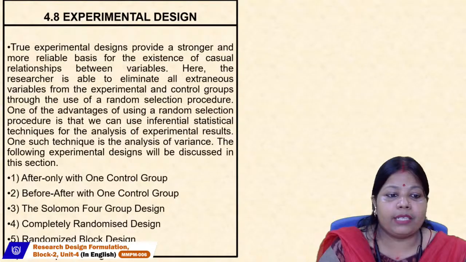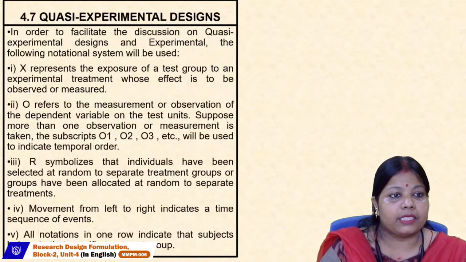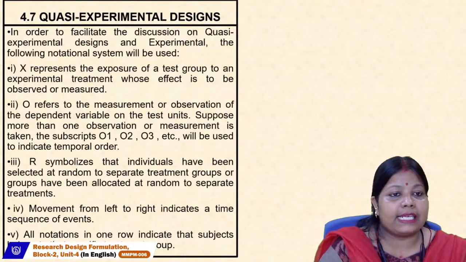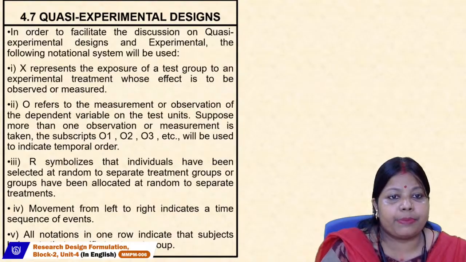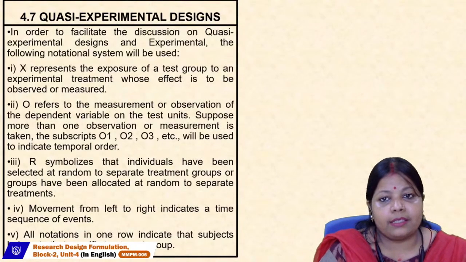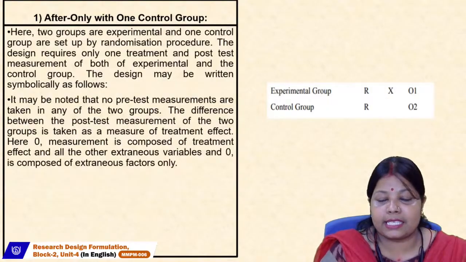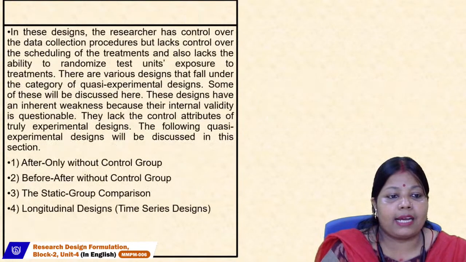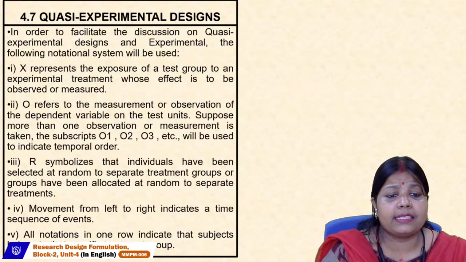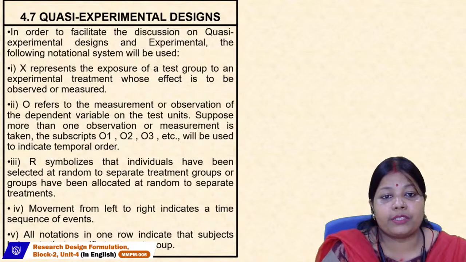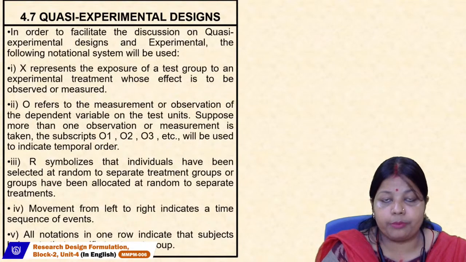So in our previous slide we have discussed what is O2 and what is X. X represents exposure of the test group, or we can say experimental treatment. So here we can see X is the experimental treatment, and what is R? R symbolizes that individuals have been selected at random to separate treatment groups, and X represents exposure of the test, or you can say the experimental treatment whose effect is to be observed or measured.